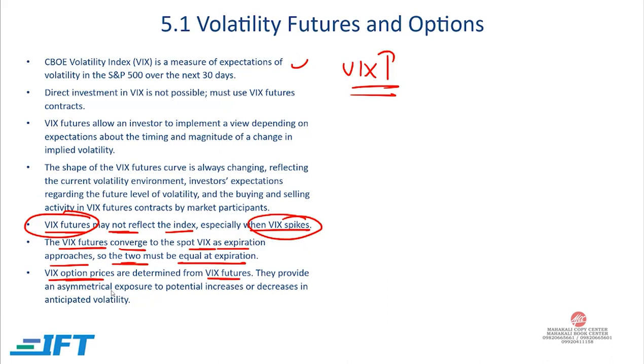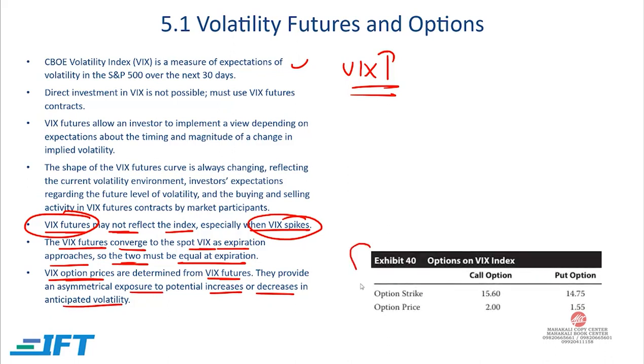They provide an asymmetric exposure to potential increases or decreases in anticipated volatility. Now here I've reproduced an exhibit from an earlier reading where we had a mini case related to options on the VIX index. The situation there was that our investor expected the market to crash, and therefore he was expecting that the volatility will spike. To take advantage of this expected spike in volatility, the investor was going to buy call options on the VIX index.